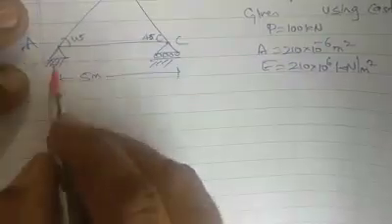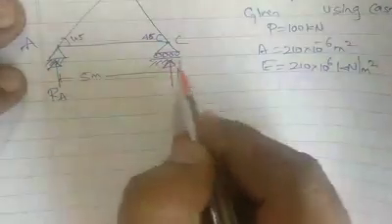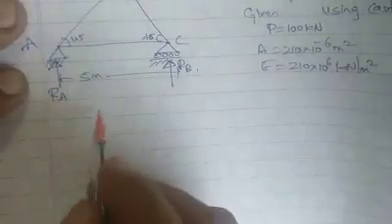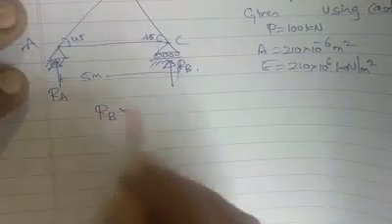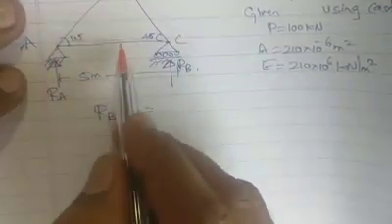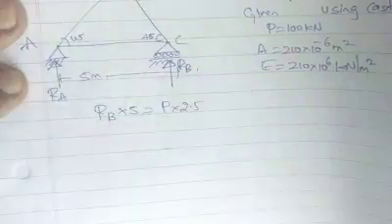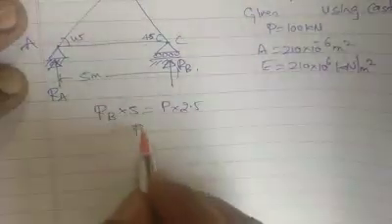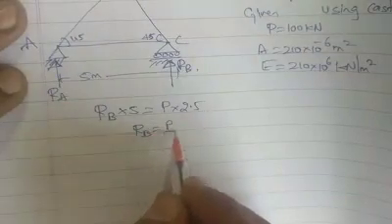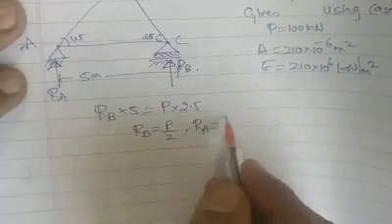So first of all we have to find out the reactions here, RA and RB. So RB into 5 is equal to P into 2.5, since this is 45 and half will be 2.5. So RB is equal to P by 2. The same way RA will become P by 2.